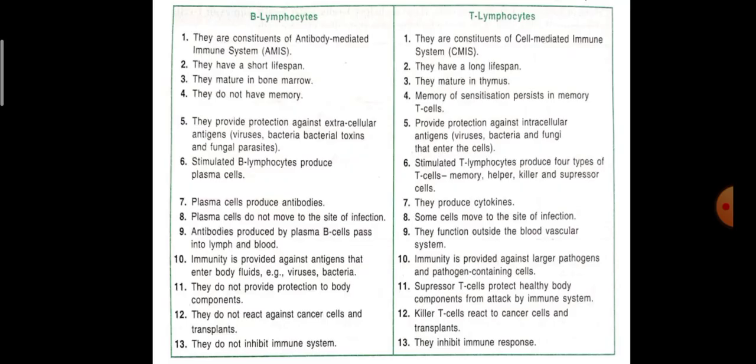Now these are some of the differences between B lymphocytes and T lymphocytes. You can go through these differences. There are many, based on function, development, where they are formed, where they mature, and lifespan. So you can go through them. B lymphocytes mainly deal with humoral immunity, whereas T lymphocytes deal with cellular immunity.